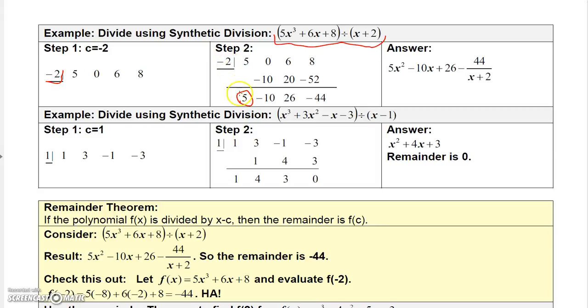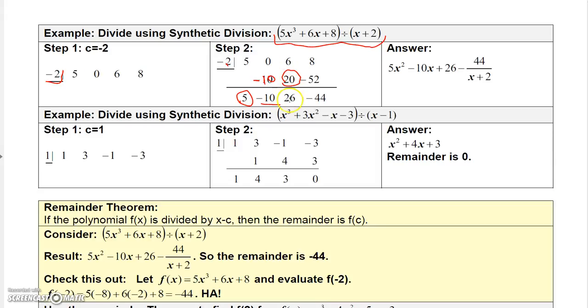Then I'm going to multiply these together and get negative 10 and put it under the 0. And then add 0 to negative 10, get negative 10. Then multiply again, negative 2 times negative 10, and you get 20. And then you put the 20 under the 6.